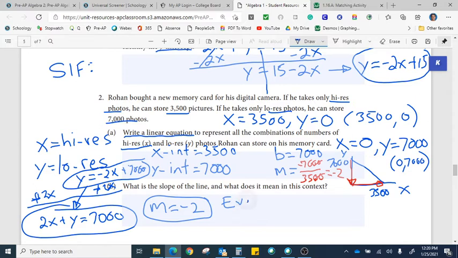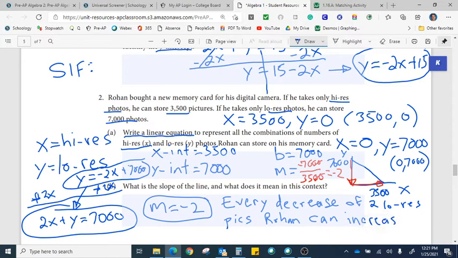we could say every decrease of 2 high res, no, sorry, low res, so y's. Every decrease of 2 low res pictures, Rohan can increase one high res.